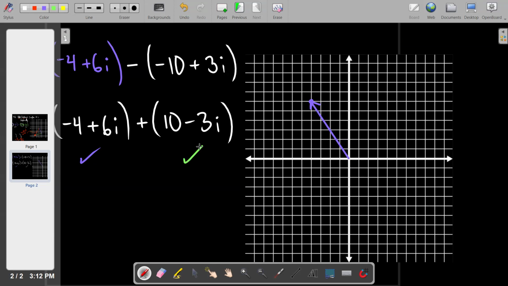From that tip, where do I go? Right 10. Good. So I'm going to go 1, 2, 3, 4, 5, 6, 7, 8, 9, 10. Drop down 1, 2, 3. Remember, you are leaving from the tip of the prior vector. You are not resetting. That would, of course, defeat the whole purpose of trying to add these together. And then you're going to graph a new one like this.